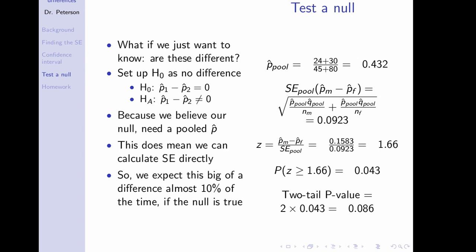So almost 10% of the time we're going to get values this extreme or more extreme by chance if the null hypothesis is true. Now under our most common threshold, an alpha of 0.05, this would mean that we would fail to reject the null. This does not necessarily mean that the null is true, it just means we don't have enough evidence to say that it is untrue. Alternatively, I'm going to show you in the next video how to use StatCrunch to make this test instead.